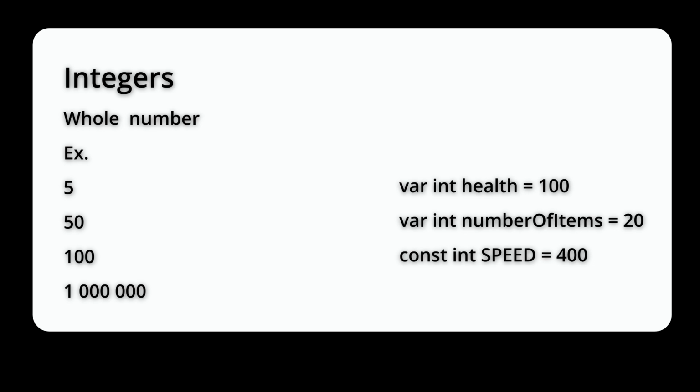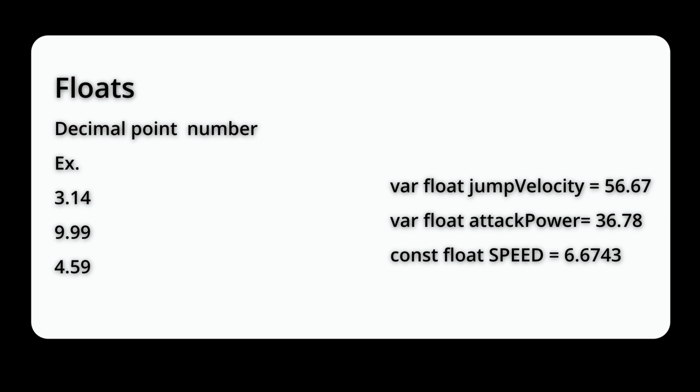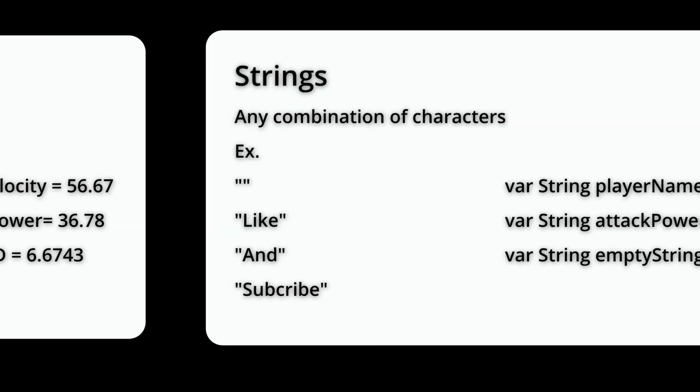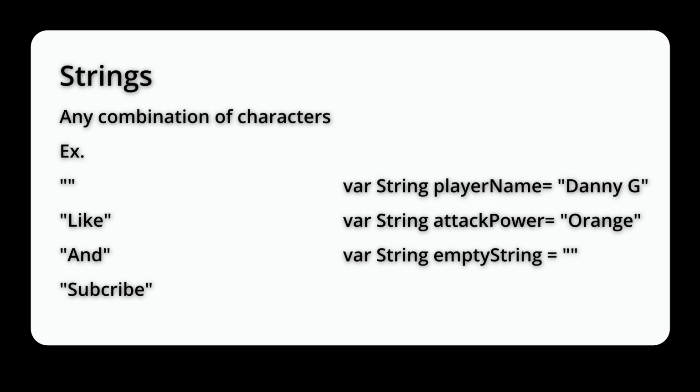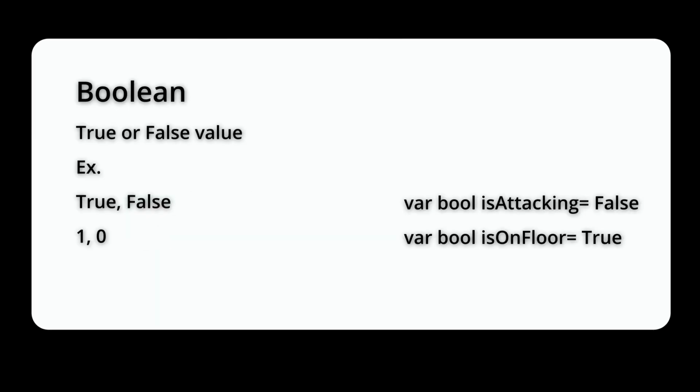An integer is a whole number, such as 5, 50, 100, 1 million. Floats are a decimal point number, 3.14, 9.99, 4.59. Strings are any combination of characters, including no characters, in a set of single or double quotation marks. A bool or a boolean can be one of 2 values, true or false, sometimes 1 for true and 0 for false.